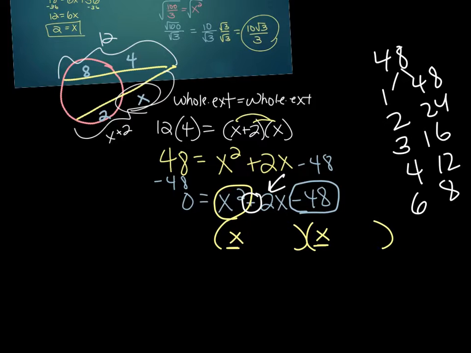Because if it's a negative here, then I need them to be different signs, right? Think about the product. So 2 numbers multiplied together, if they're both positive, gives you what? If they're both negative, it gives you? So if that's negative, I need 1 positive, 1 negative. You with me? And I need the bigger one to match the sign in the middle. So it would be x plus 8 and x minus 6.